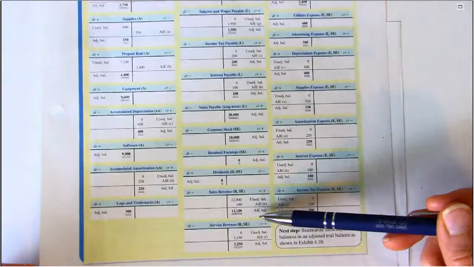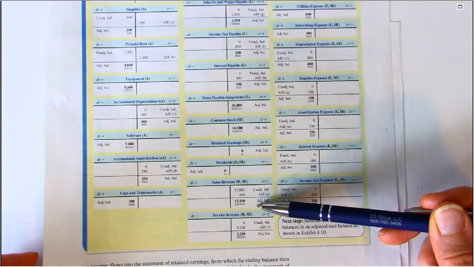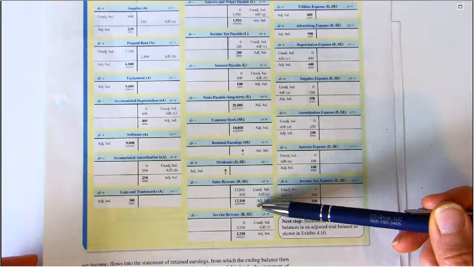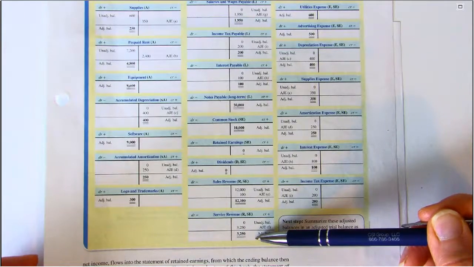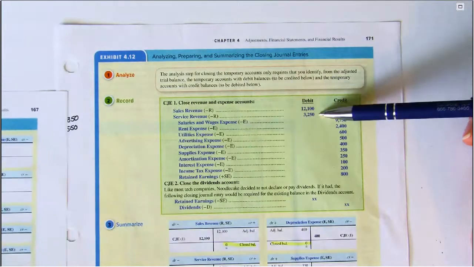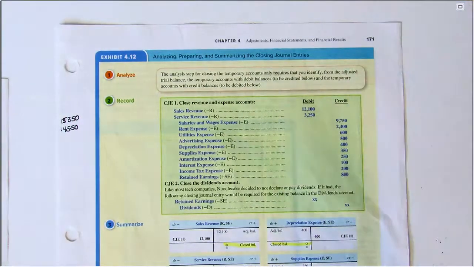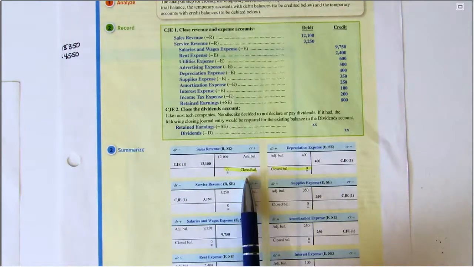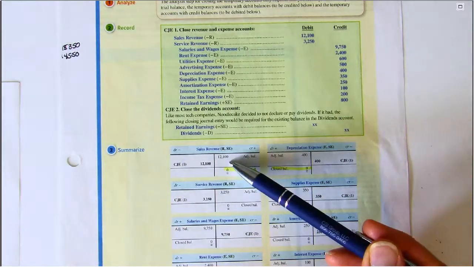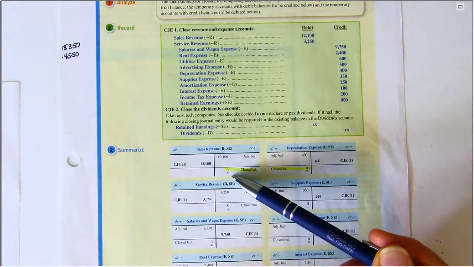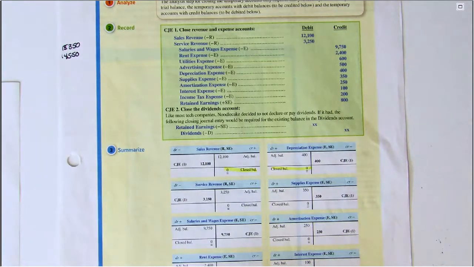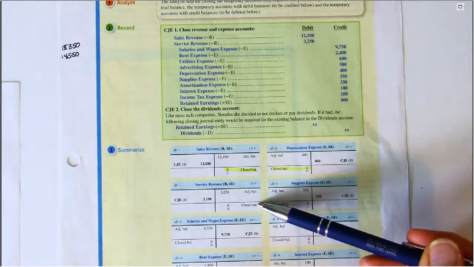So if we take a look at our revenues here, for example, we have a credit balance in the sales revenue account of $12,100 and a credit balance in the service revenue account of $3,250. We're going to do the opposite. We're going to debit them because we want to force that balance to be 0. Once these are posted here and here, then the account balances will be 0, because 12,100 minus 12,100 equals 0 for the sales revenue account. The same thing with service revenue.